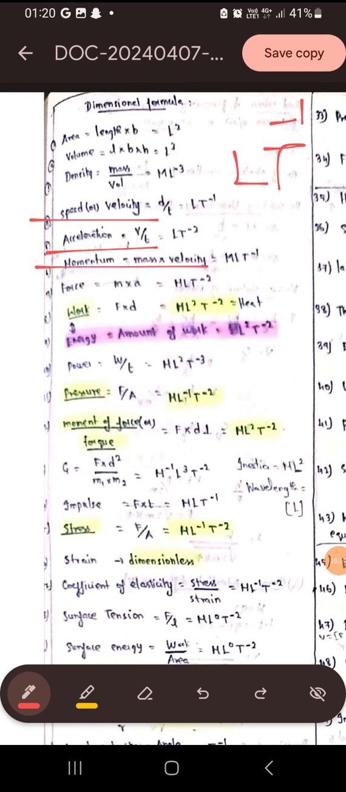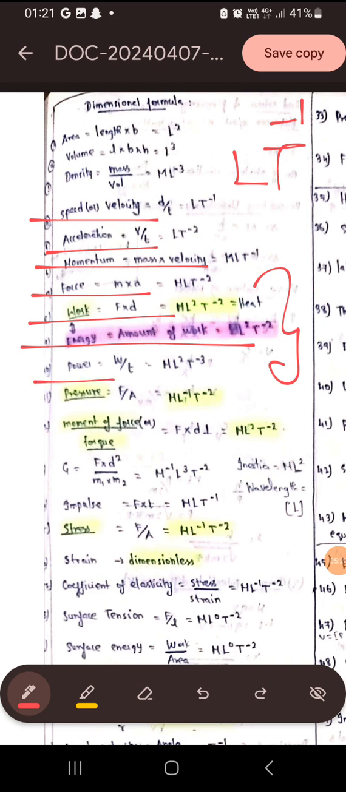Momentum is mass into velocity. P is equal to mv. This is the formula. Force is mass into acceleration. Work, remember all these formulas, which will help you later in the 4 marks from this chapter. The dimension of work is force into distance. Energy is equal to the amount of work. The unit for work and energy is almost the same. Power is work done by time taken. Pressure is force by area. Moment of force or torque you can represent as force into distance.